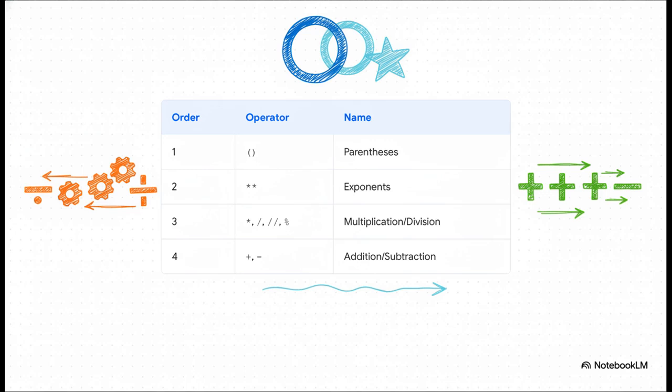It'll always solve whatever is in parentheses first, no exceptions. Then it handles any exponents. After that, and this is a key part, it does all the multiplication and division type operators, just going from left to right. Finally, it cleans everything up with addition and subtraction, again, from left to right. It follows this order every single time, so your results are always predictable.